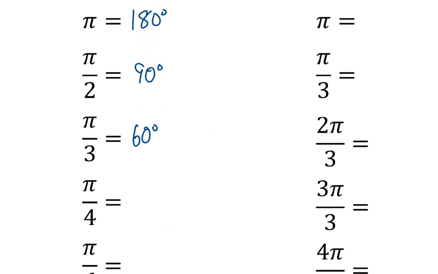Pi by 4. 45. How'd you get that? 180 divided by 4. Can you do it a different way? Anybody do it a different way? I did it a different way. I just do 90 divided by 2. And these are not one way is better, by the way. It's different. Okay, so if I did it a different way, that doesn't make it the better way.